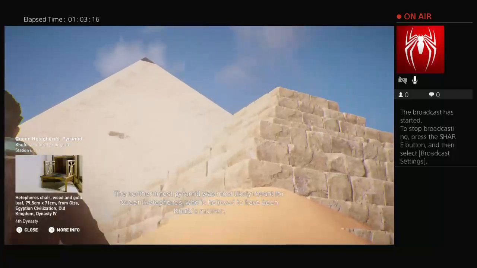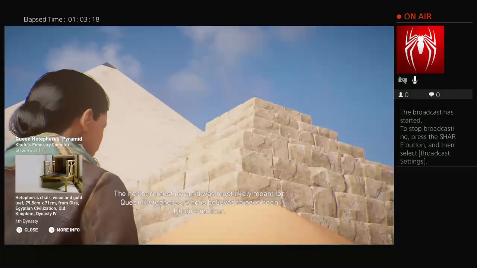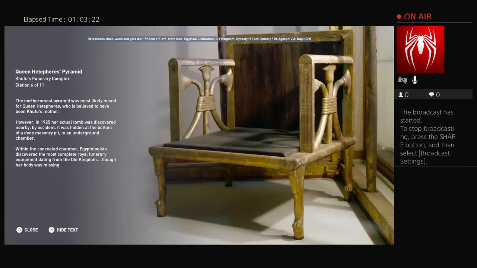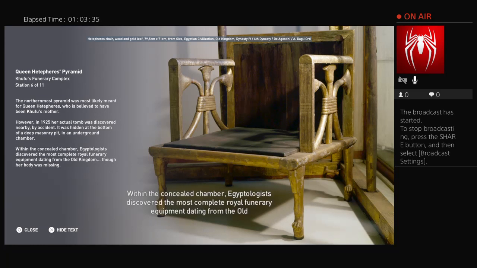The northernmost pyramid was most likely meant for Queen Hetepheres, who was believed to have been Khufu's mother. However, in 1925, her actual tomb was discovered nearby by accident. It was hidden at the bottom of a deep masonry pit in an underground chamber. Within the concealed chamber, Egyptologists discovered the most complete royal funerary equipment, dating from the Old Kingdom, though her body was missing.